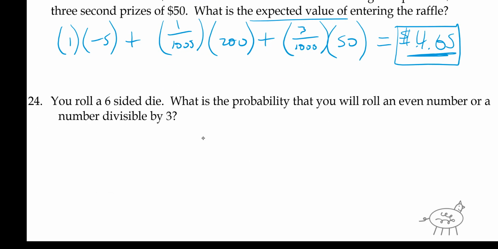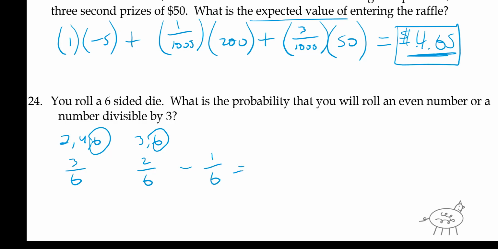Number 24. You roll a 6-sided die, one 6-sided die. I don't need to make a dice chart. What's the probability that you will roll an even number or a number divisible by 3? So an even number is 2, 4, or 6. A number divisible by 3 is 3 or 6. So that's 3 over 6. That's 2 over 6. But I counted the 6 twice. So minus 1 over 6. So the answer is 4 over 6, which is my birthday, or 2/3. Okay. All right.